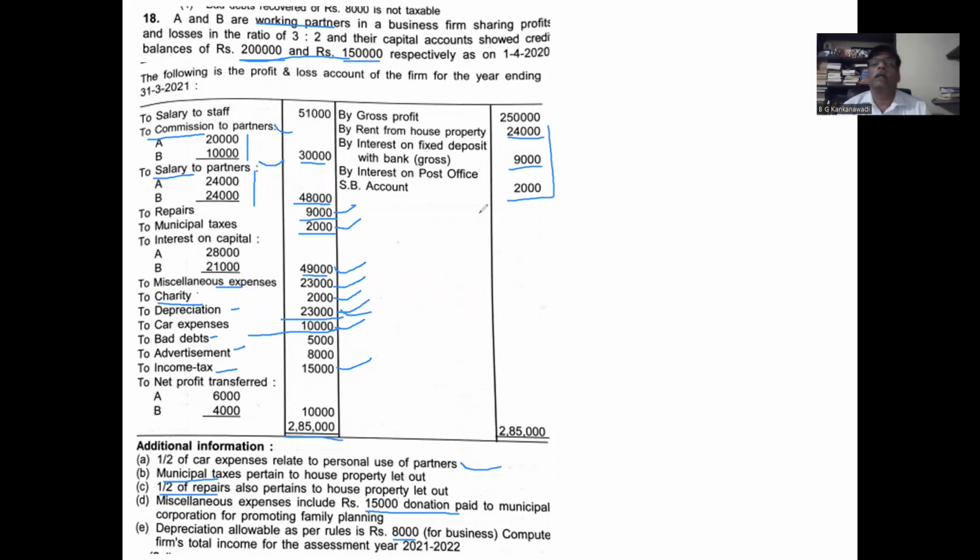Thereafter, you see the credit side of the P&L account. There are other head incomes. First is rent from house property. So you have to calculate income from house property.